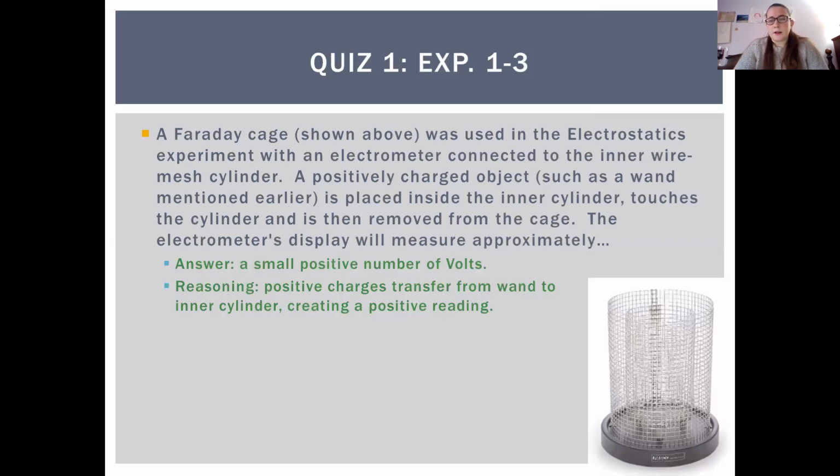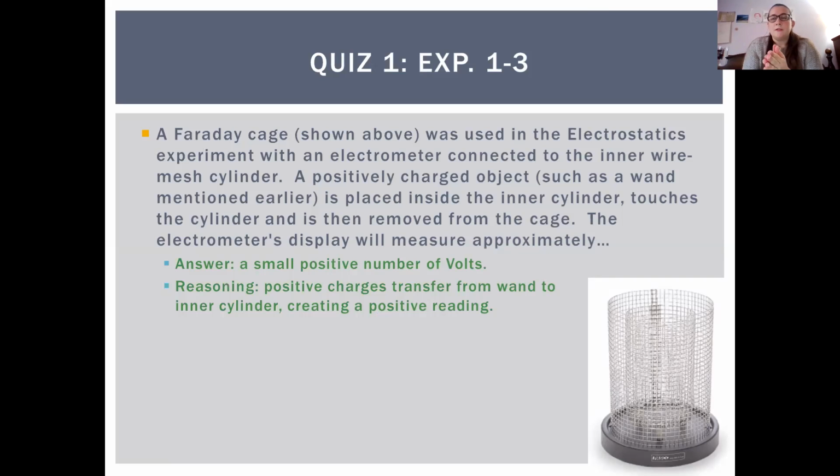All right, so quiz 1, we had experiments 1 through 3 covered on this quiz. So that was electrostatics, electric field mapping, and capacitors. For this first question that students missed, we had the Faraday cage, which you should recognize. It was used in the electrostatics experiment, so experiment 1. There's an electrometer connected to the inner cylinder, and then the outer cylinder was grounded.